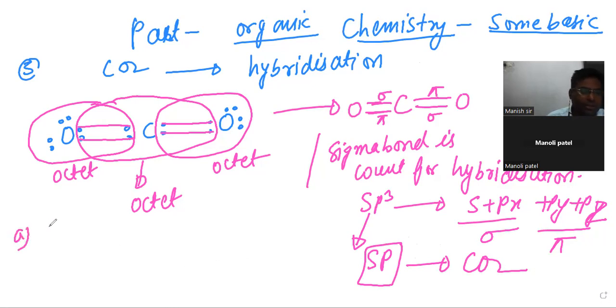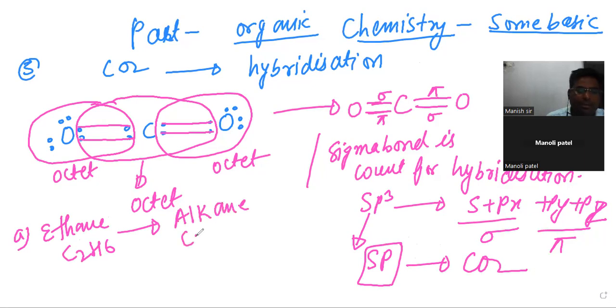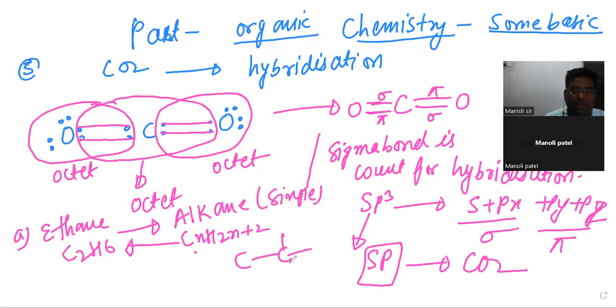So the first option is ethane. So ethane is C2H6, right? It comes from the alkane family. The alkane general formula is CnH2n plus 2. So when we put n as 2, you will get C2H6, right? So in alkane, single bonds are there. So it will make all single bonds. So carbon here is sp3 hybridized. So this option is not valid.